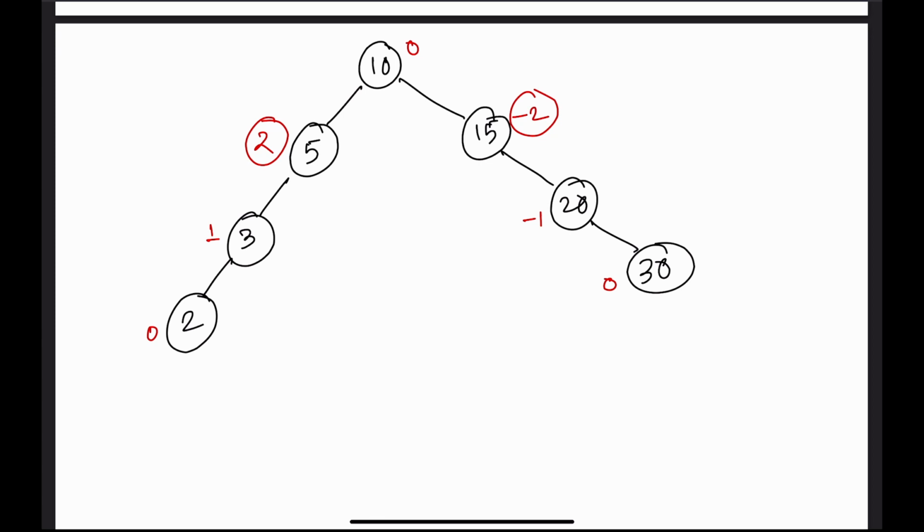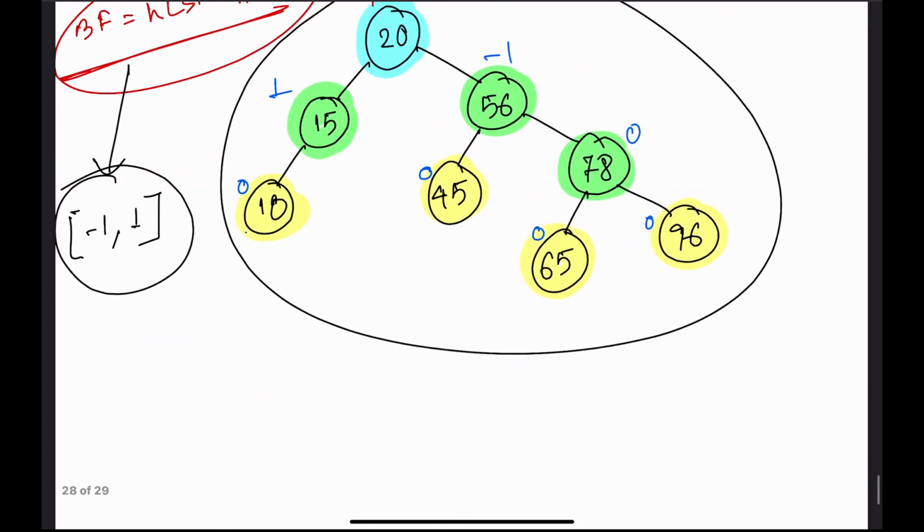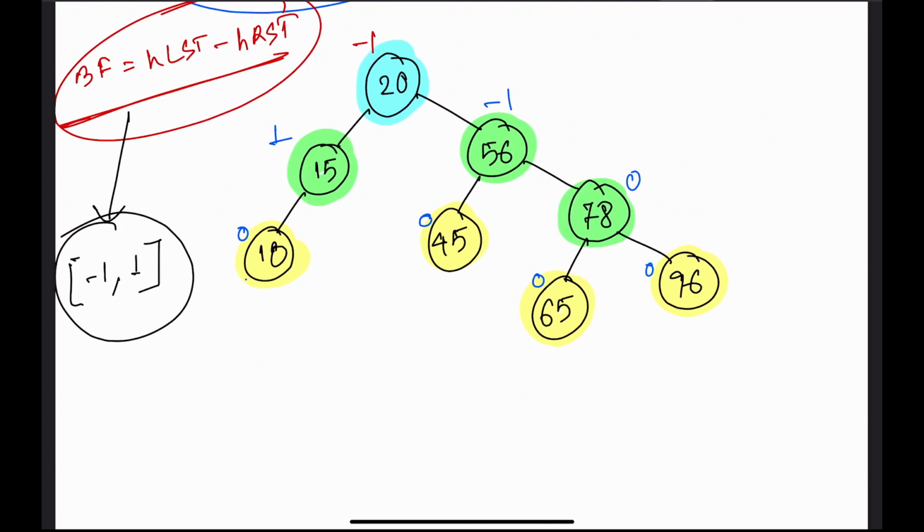Now you need to understand one thing: as it crosses the limit of -1 to 1, obviously it is not going to be an AVL tree. So this is the basic funda of an AVL tree. Now let me talk about the left heavy node and right heavy node.